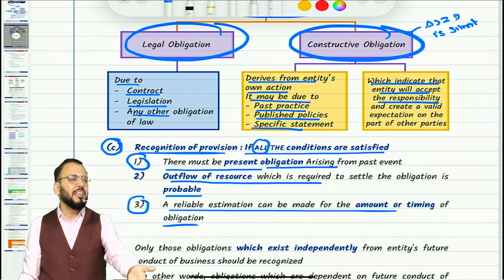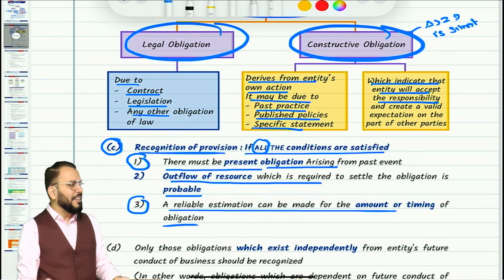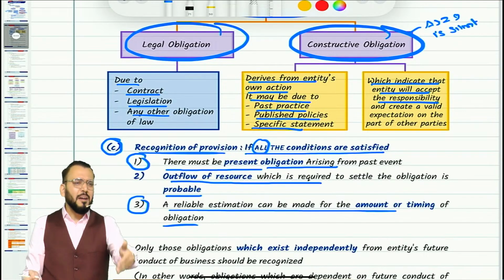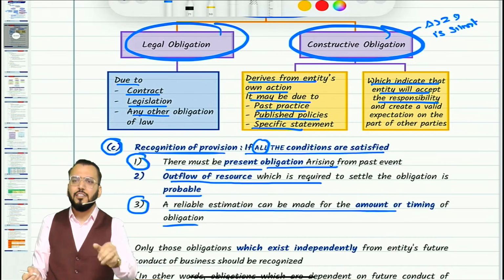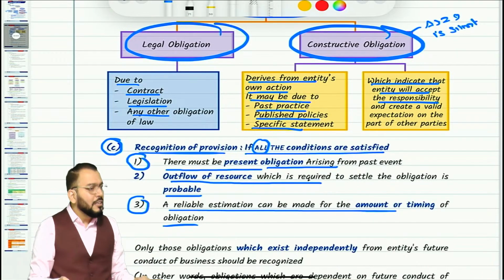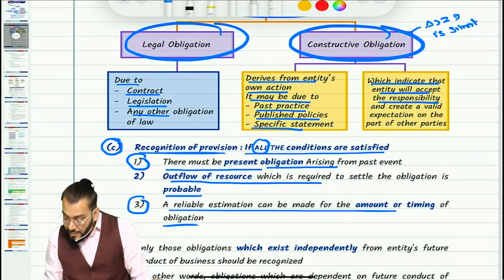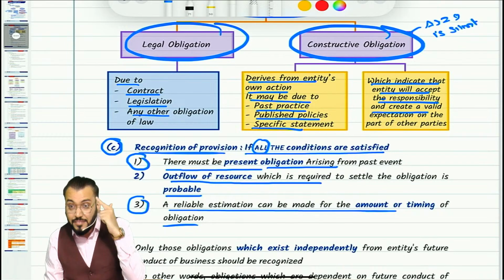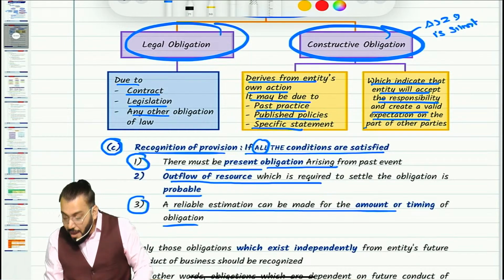Once I have done an announcement in the class, it indicates that I will accept the responsibility. Now if I have done the announcement, can I just ignore it? No, I can't ignore it. Are you able to understand what I am saying? So it indicates that the entity will accept the responsibility and create a valid expectation on the part of other parties.